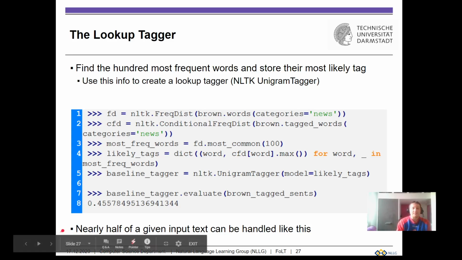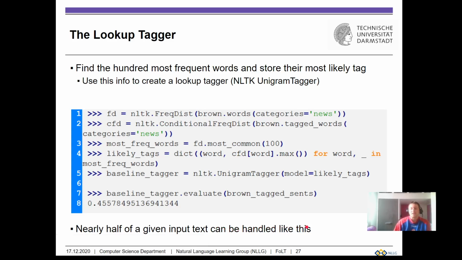And this statement down here says nearly half of a given input text can be handled like this, right? Because that's what I've said. In different languages this may be a little bit different, but it's still quite stable, this rule that the first 100 words make up half of all tokens in a language, roughly.